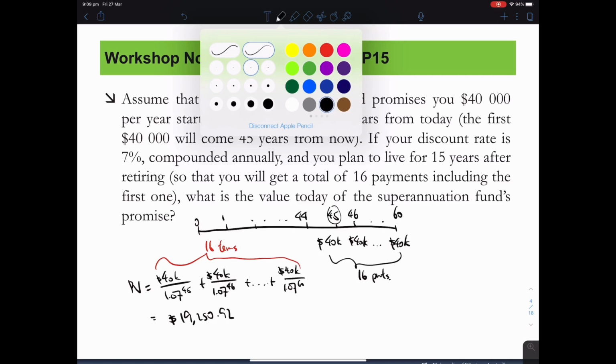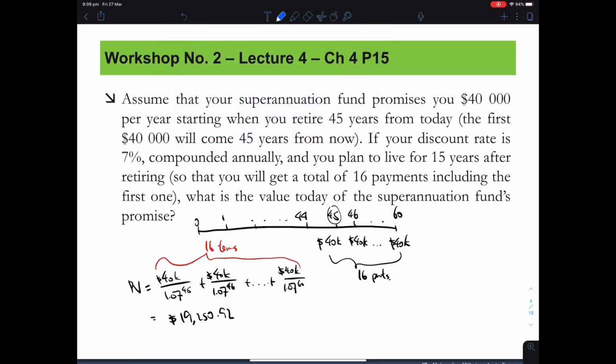So what is the alternative way? The alternative way is to turn this into an annuity. We know that it isn't an annuity because the first cash flow doesn't happen at the end of the first year. We're here now. How do we make it look like an annuity? The best way is to time travel to year 44, such that the first cash flow at 45 years will be at the end of the first year. The second cash flow will be at the end of the second year, and so on.